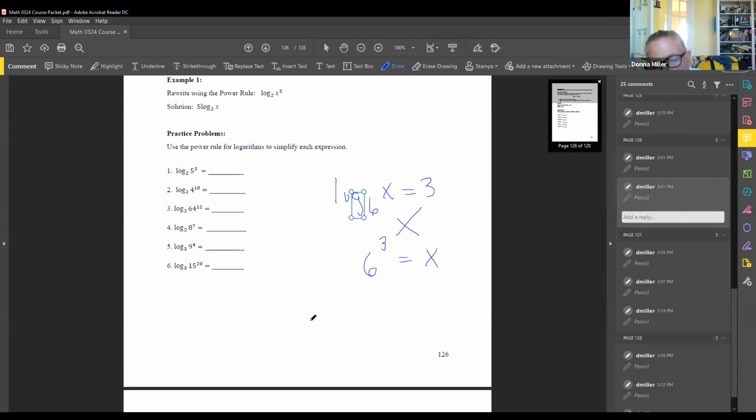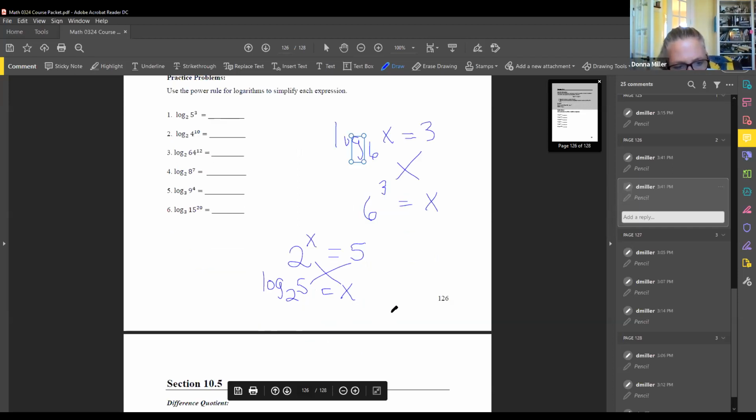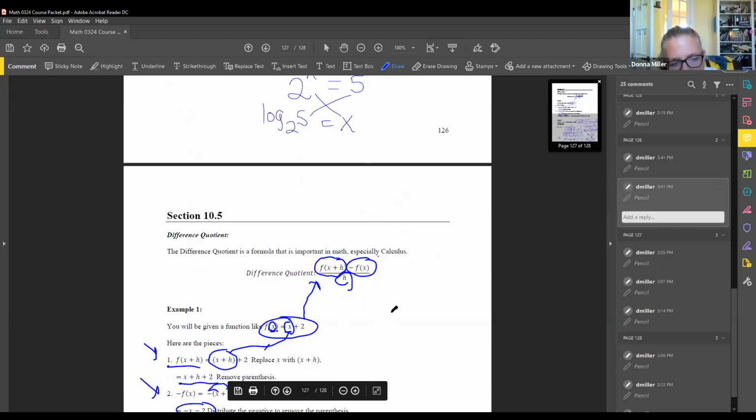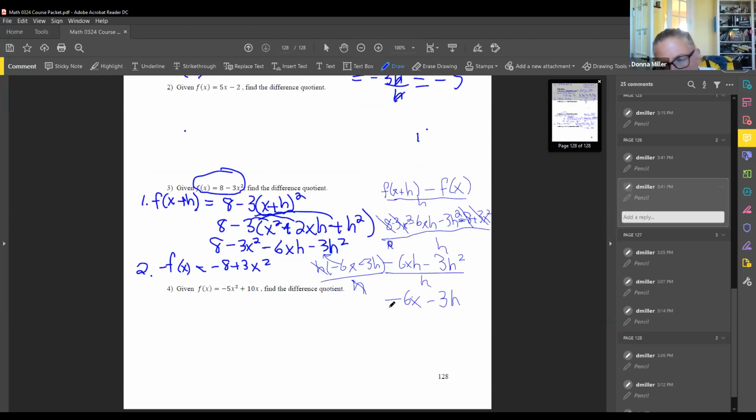If I had something like 2 to the x equals 5, and you write it as a log, remember you go log, keep the base, so it's log base 2, and switch these guys, of 5 equals x. So keep the base, switch x and y. I saw something on there about that. The difference quotient you will not see. It's just getting you ready for 1325, okay?